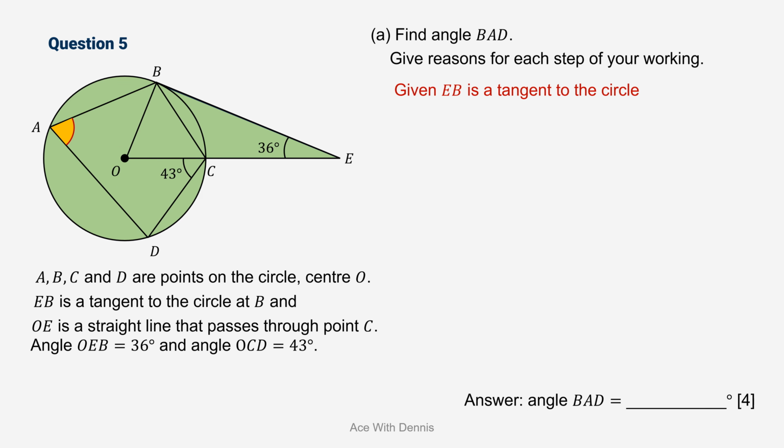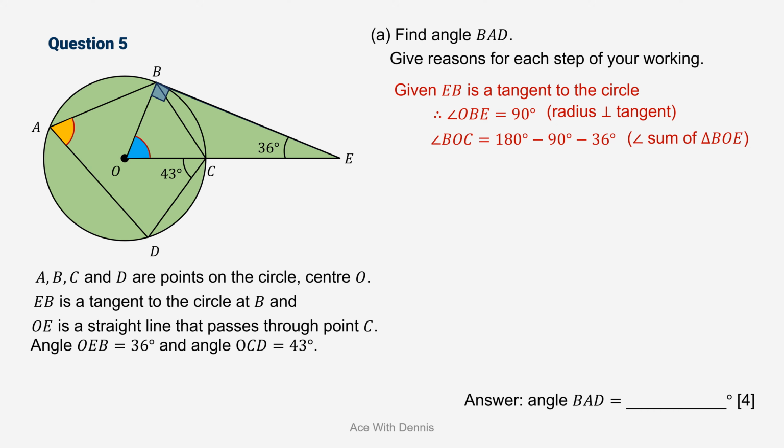Given that EB is a tangent to the circle, then angle OBE equals 90 degrees because the radius is perpendicular to the tangent. Therefore, we can find angle BOC, which is 180 degrees minus 90 degrees minus 36 degrees, because this is the angle sum of triangle BOE. Therefore, angle BOC is 54 degrees.